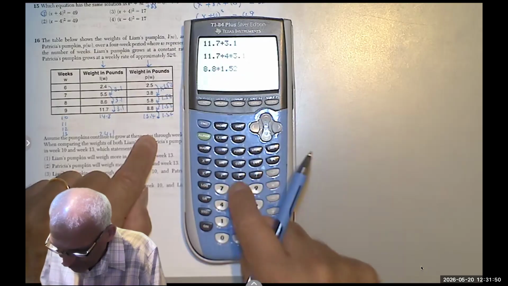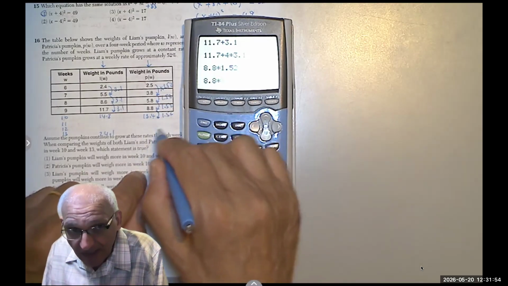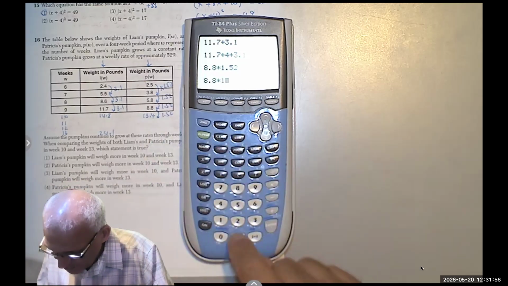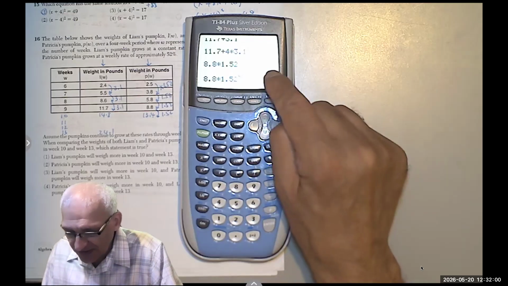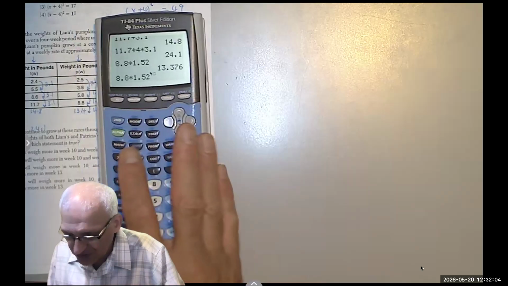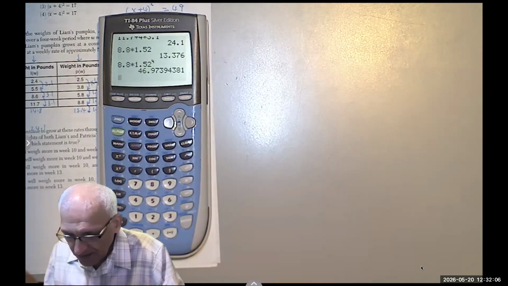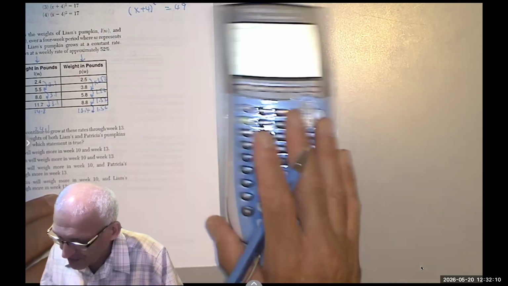I can take the 8.8 and multiply it 1, 2, 3, 4 weeks, so times 1.52 raised to the fourth power, or 8.8 times 1.52 raised to the third power times 1.52. Oh my God, that is humongous, right?